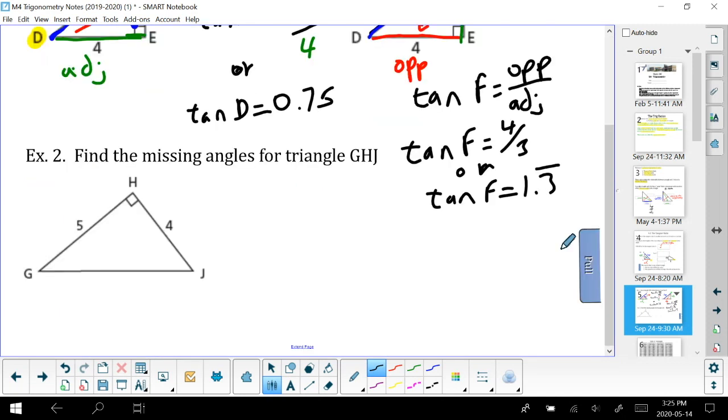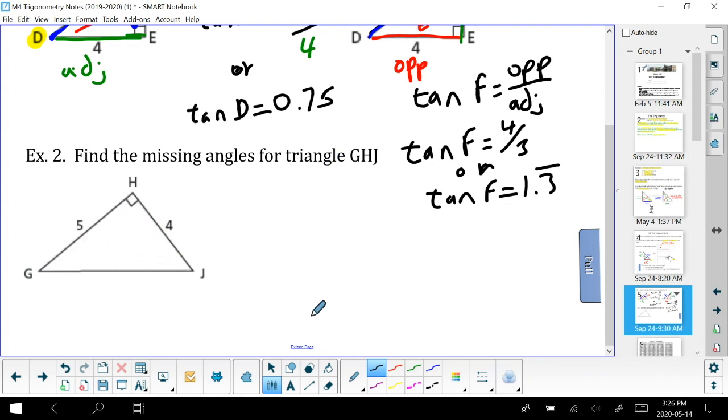Example number 2 asks us to find the missing angles for triangle GHJ. So we can do a couple of different things. We can find one of these angles, so I can find either angle G or angle J, and we can use the triangle property that each triangle will always have the sum of its angles add up to 180 degrees. So again, if you forgot, we can show you how to do that very shortly here.